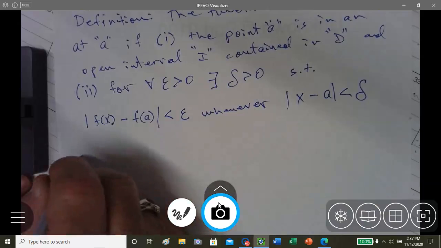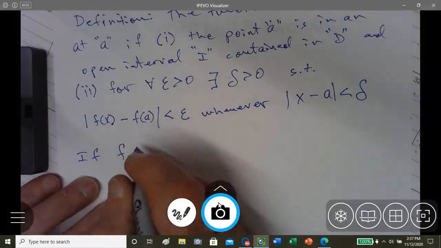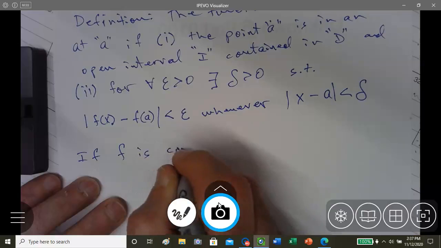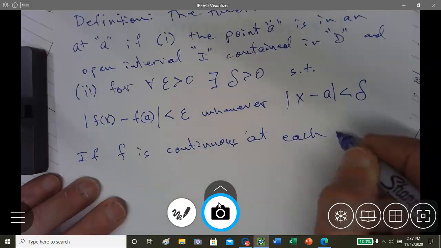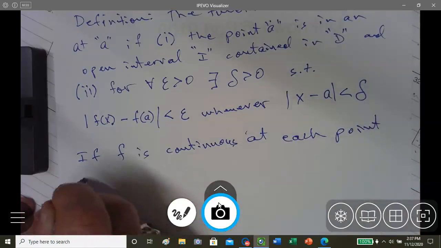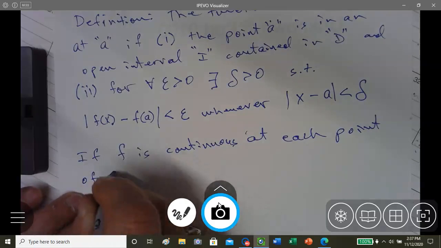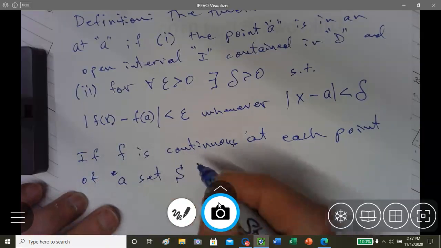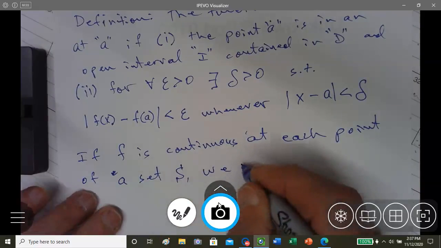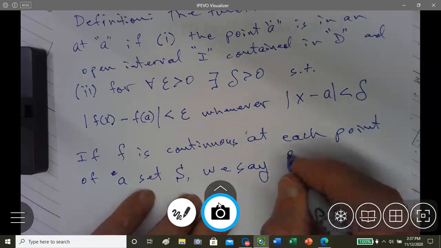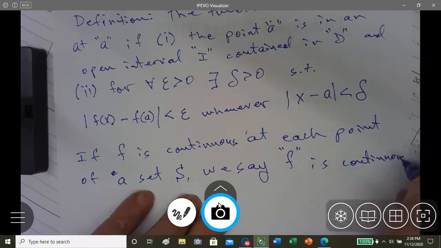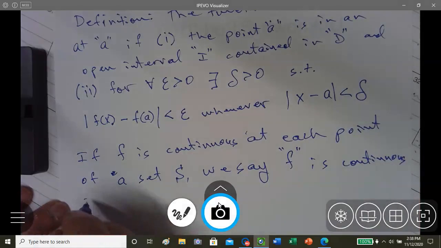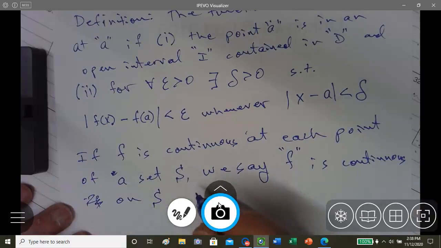Okay, so if our function f is continuous at each point of a set, and we'll call that set S, then we can say that our function f is continuous on set S.